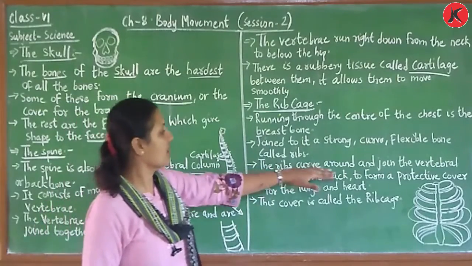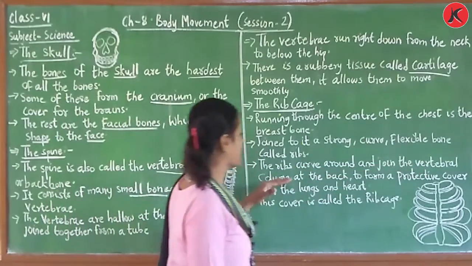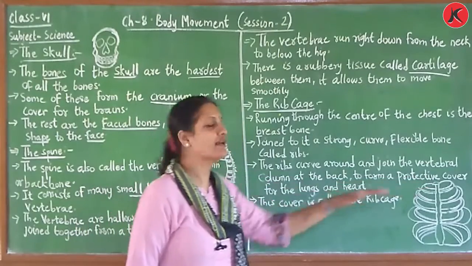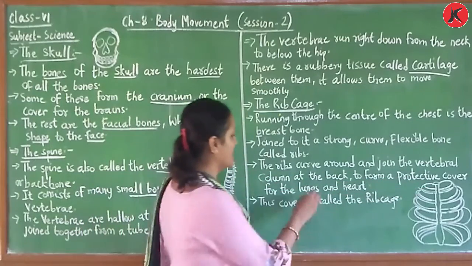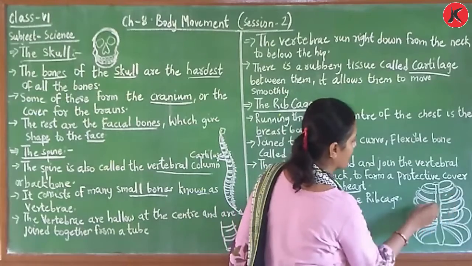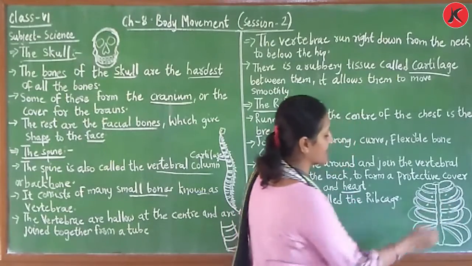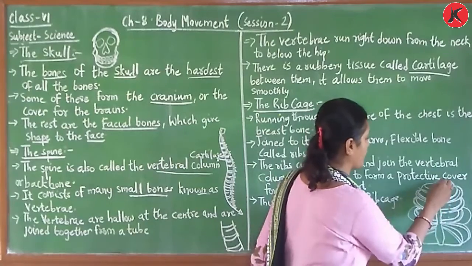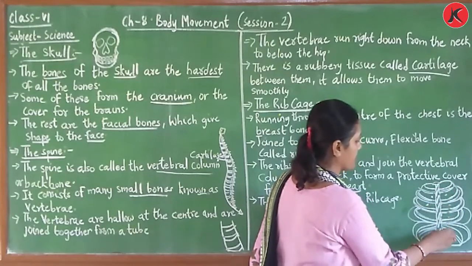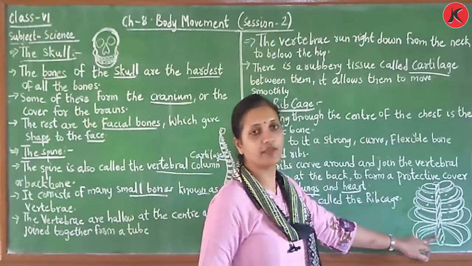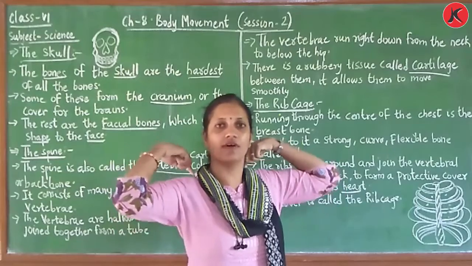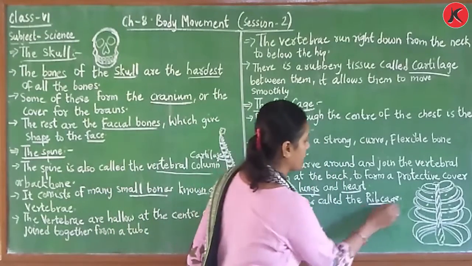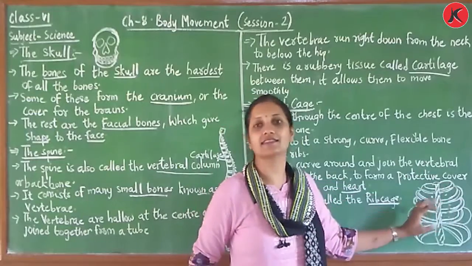The ribs curve around and join the vertebral column at the back to form a protective cover for the lungs and heart. So lungs and heart are situated inside this rib cage, and this rib cage is joined here with the vertebrae. Okay, so here it is vertebrae which is connecting to our backbone. This cover is called rib cage. It is acting as a cage.